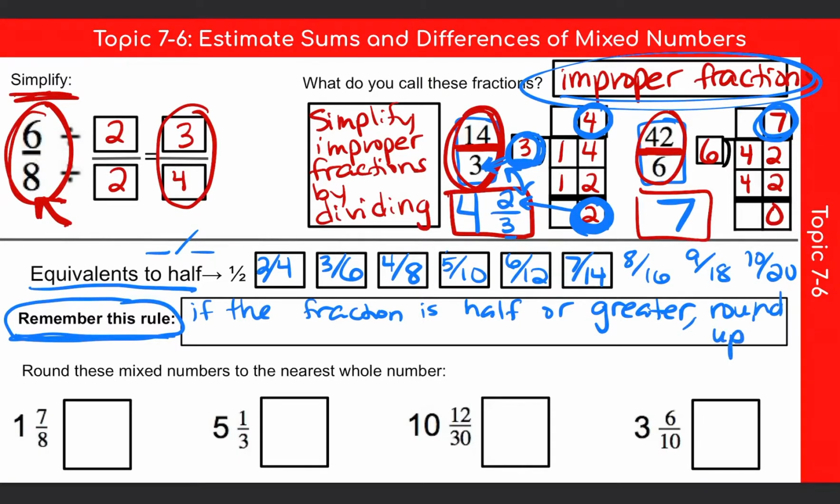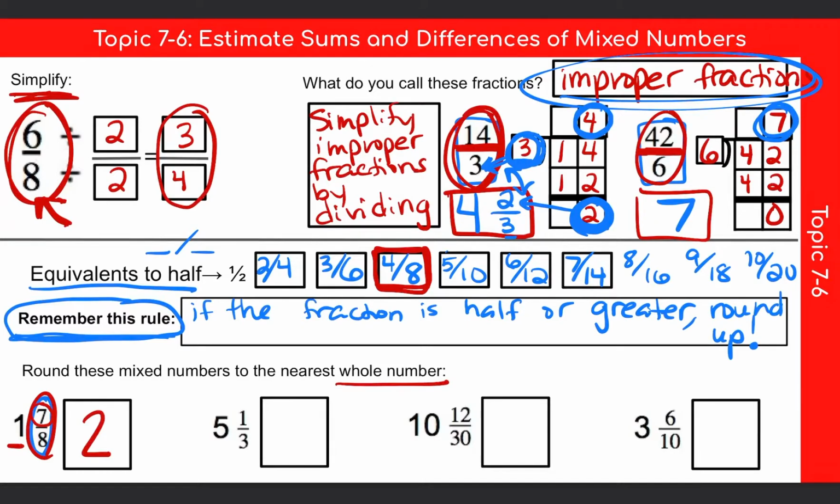round up. So if the fraction's half or greater, round the whole number of the mixed number up by 1. So for example, 1 and 7/8. Look at this fraction, 7/8. Is that less than half or greater than half? If you're not sure, look at our equivalent half with the denominator of 8, 4/8. Well, 7 is greater than 4, which means it's greater than half. So this fraction is greater than half, which means we take the whole number, which is a 1, and round it up to a 2. When we round mixed numbers, we round to the nearest whole number, so we get rid of that fraction part.